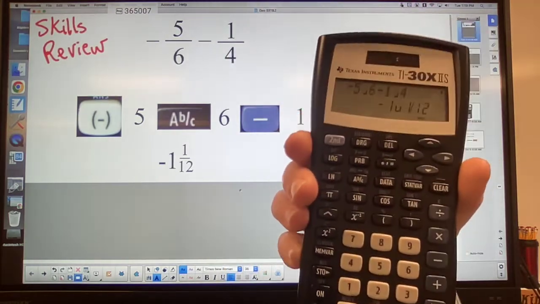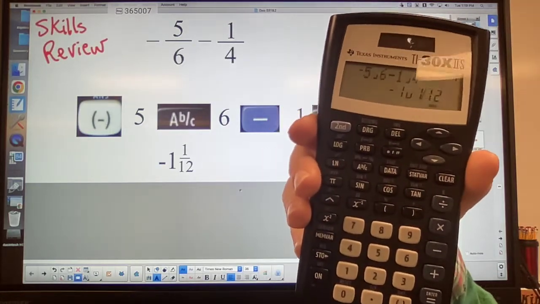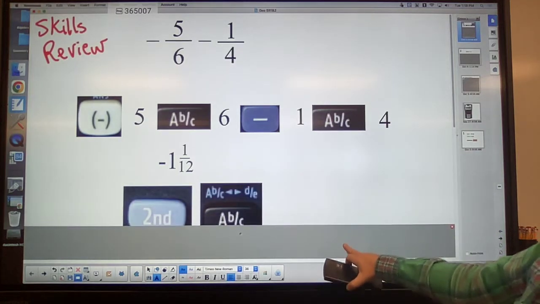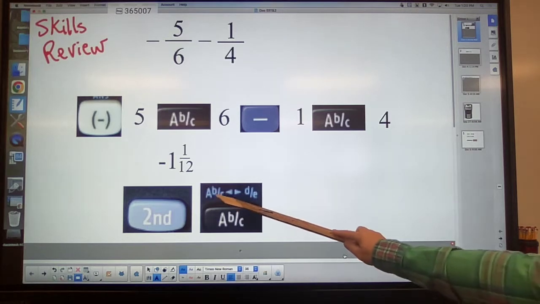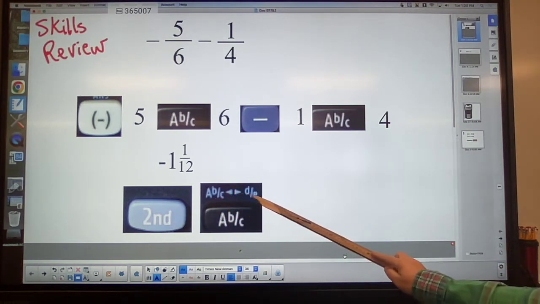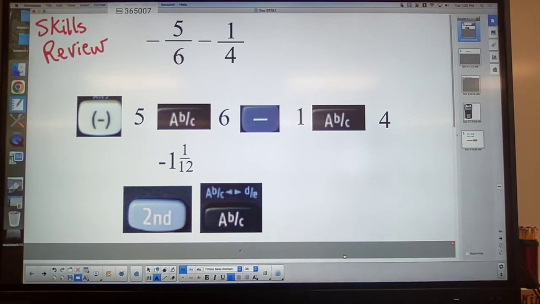But most of the time in geometry or algebra or pretty much any of your math classes, you're not going to want a mixed fraction like that. You want an improper fraction. So instead of working with the mixed number, you want to take this button in light blue here, turn a mixed number into an improper fraction. But since it's written in blue, you're going to have to hit second first.